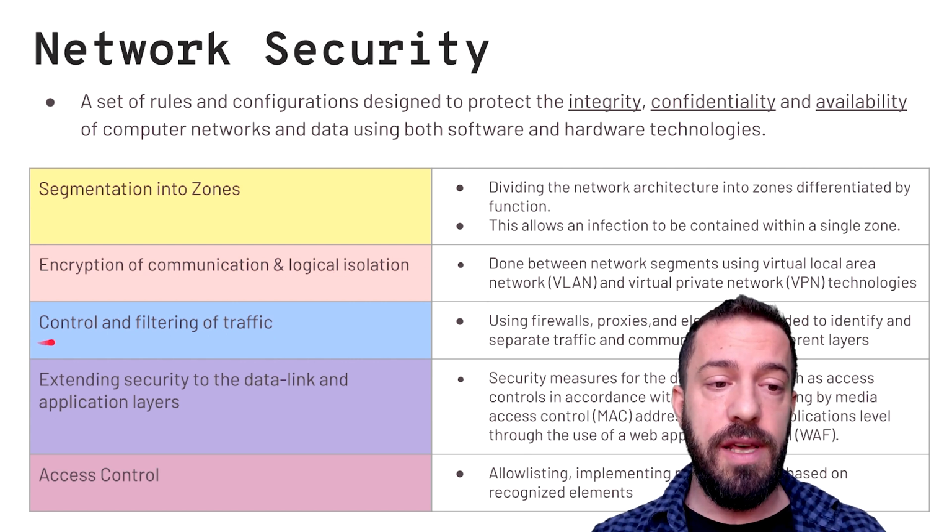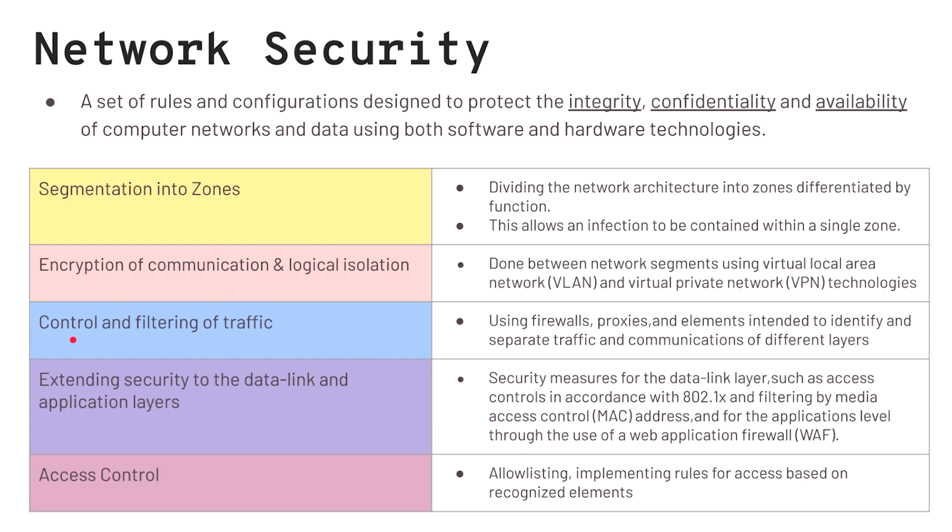Speaking of firewalls, that will be the third broad area, control and filtering of traffic. Much of network security is connected to firewalls, but also proxies and other things. And this is where you create the isolation between networks. You don't allow traffic to flow from one network to another.